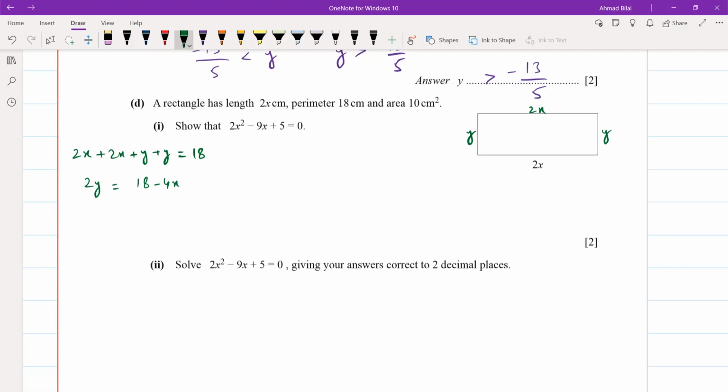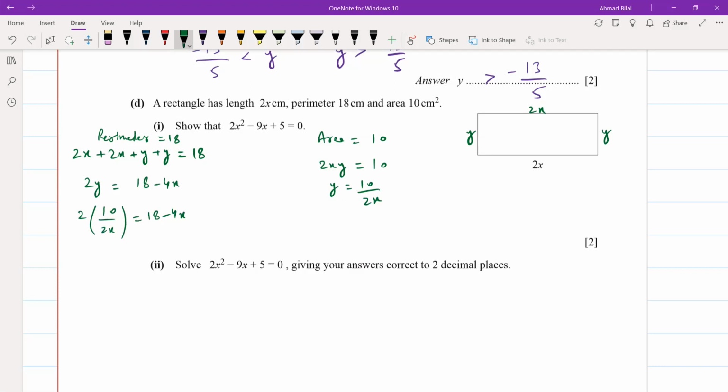ठीक है. अच्छा, एरिया इसी तरह से यहाँ पे मैं लिख देता हूँ. Perimeter is equal to 18. So that's where we're getting this from. Area हमारे पास कितना है? Area is going to be 10. So that means 2xy is equal to 10. ठीक है, आप किसी में से भी y को एलिमिनेट करके दूसरे में डाल दें. So this is y equals 10 over 2x. 10 over 2x को मैं यहाँ पे इनपुट कर देता हूँ. 2 into 10 over 2x, that's equal to 18 minus 4x.